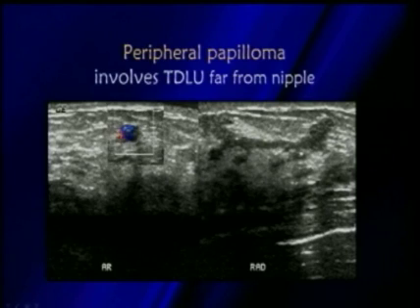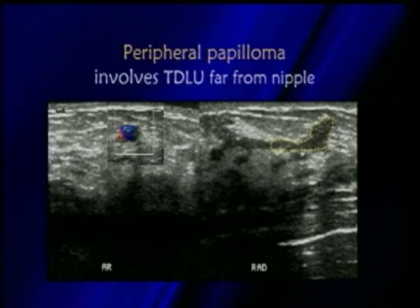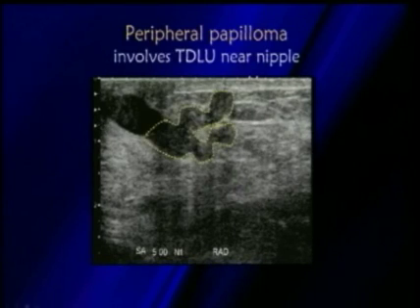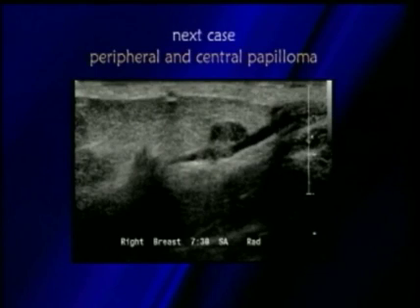Notice the amount of flow that you can see within these peripheral papillomas also, more than just the single vessel that we get feeding into the center of it, but these are peripheral papillomas. And peripheral papillomas also involve the TDLU right near the nipple. You can see it branching in, coming up through multiple TDLUs in this area through here.